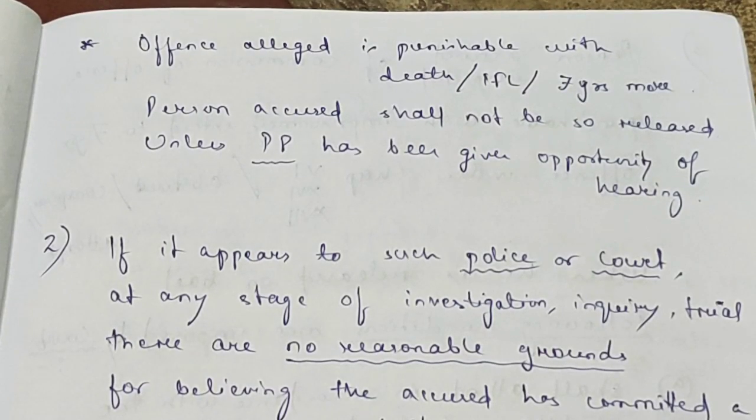The fourth proviso, if the offence alleged is punishable with death or imprisonment for life or 7 years or more, the person accused shall not be so released unless the public prosecutor has been given an opportunity of hearing. Unless the public prosecutor has been given the opportunity of hearing, the person shall not be released on bail, and the offence alleged must be punishable with death, imprisonment for life or 7 years or more.